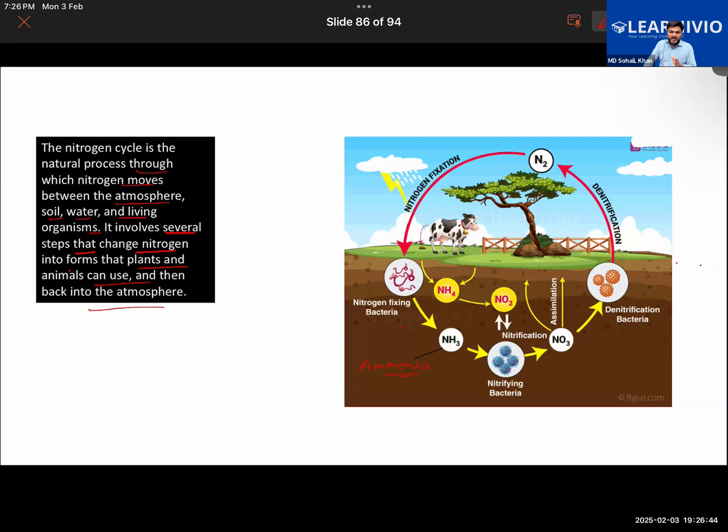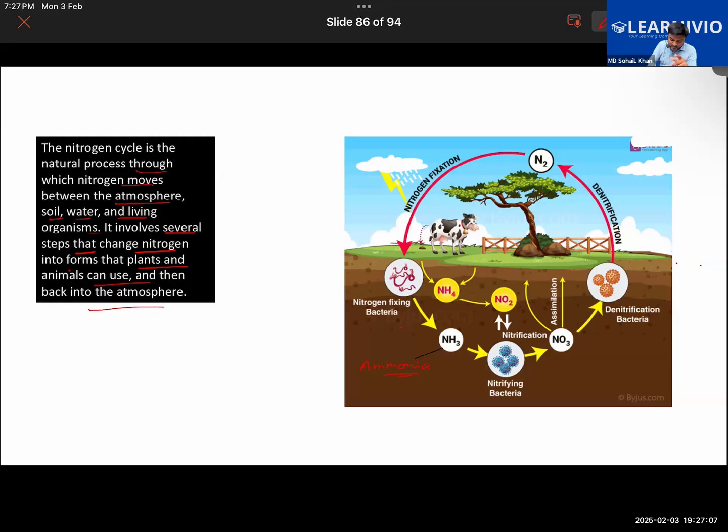Is this point about nitrification clear to everyone? What is happening here? This is ammonia, and it is being converted into compounds like nitrates and nitrites. Yes, someone had a doubt. Tell me. Someone was saying something. Okay.